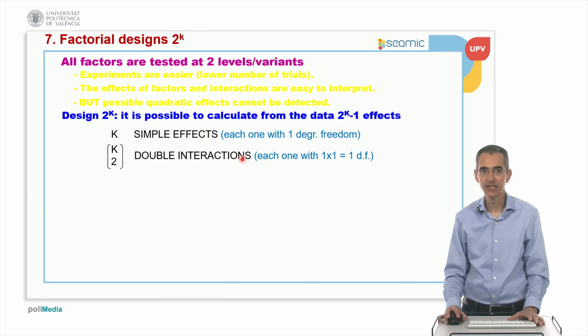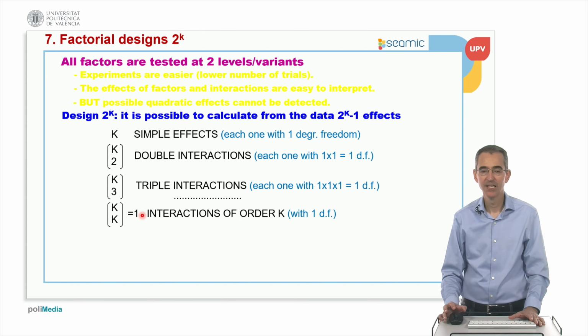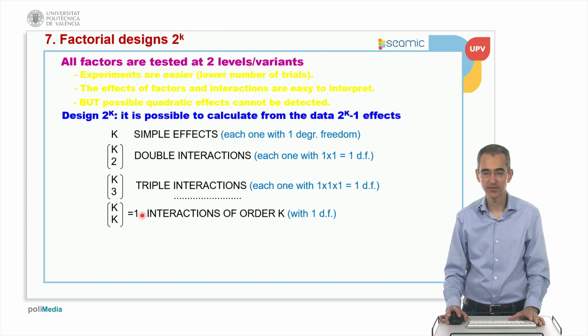Again, the double interactions will have 1 degree of freedom because we multiply the degrees of freedom of both factors. And also triple interactions, again, they will have 1 degree of freedom. The number of triple interactions is the combinatorial number k choose 3. Okay, and so on. And the interaction of maximum order is always 1, so we can always study one interaction of the maximum order with all of the factors, which will have 1 degree of freedom.